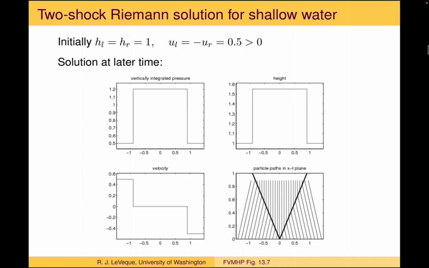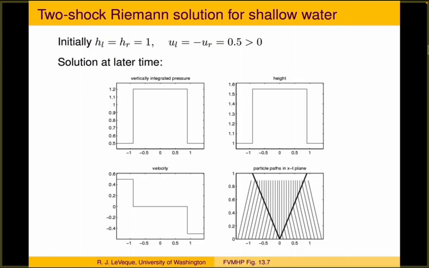Here's a couple other pictures of that same case, and in particular down here on the bottom right, I'm showing the particle paths in the xt plane. So this is again the t direction, and these are the two shock waves. And then the other curves here are how particles of water would be moving. So water that starts out over here is moving to the right, but as the shock wave passes by, the velocity becomes 0, and so that particle stops. After the shock wave has passed by, it's moving with speed 0.